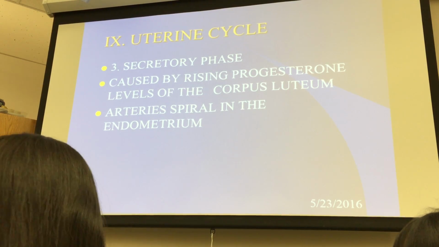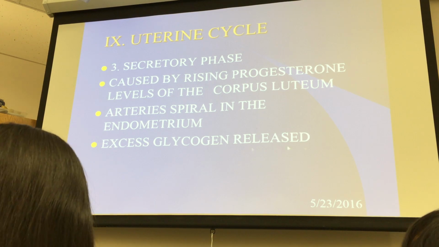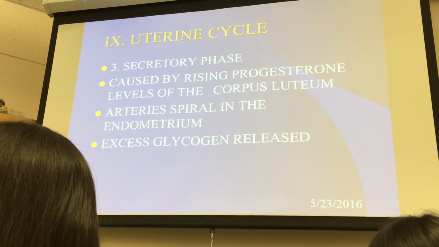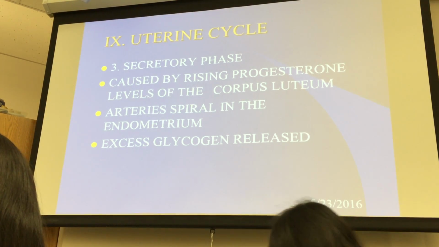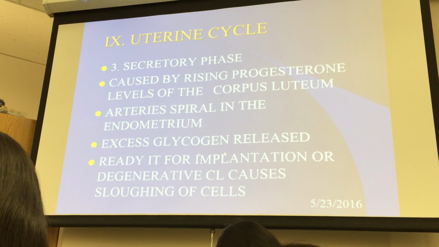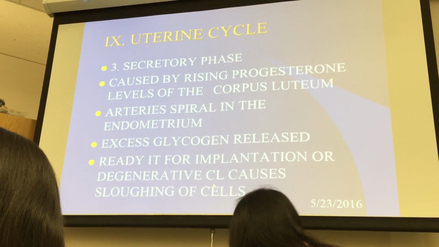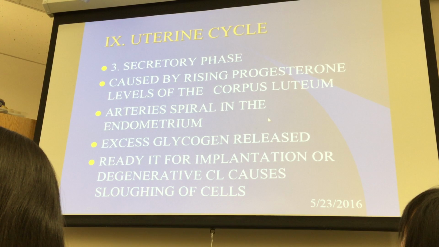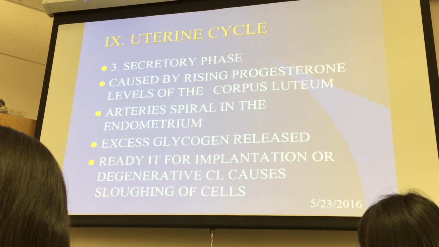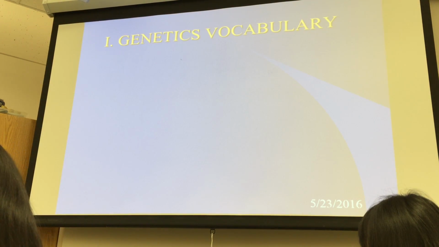Caused by rising progesterone, arteries spiral in the endometrium, excess glycogen release. Why would we have glycogen in the uterus? Energy? Energy. These are developing embryos, implanting in the uterine lining. Need a buffet. Ready for implantation. Degenerating corpus luteum causes sloughing of the cell. When progesterone levels drop, the menstrual phase will begin and sloughing of the endometrium occurs. Questions on that?